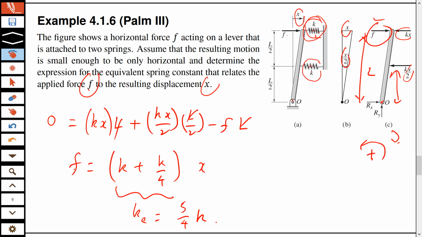And I can change this question by changing this x to x/2, and then your answer will be you have to divide f by x/2. That will be your answer. Okay. So ke in that case will be f/x/2, और ये आंसर चेंज हो जाएगा फिर.